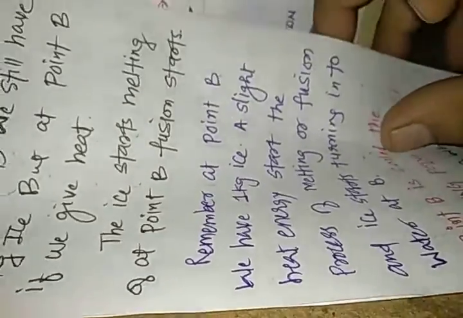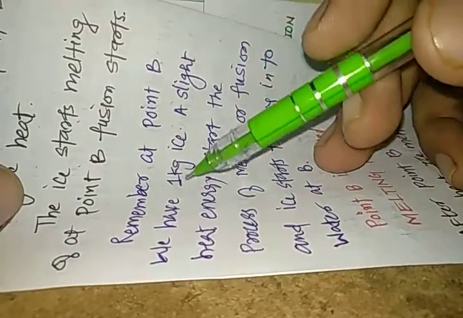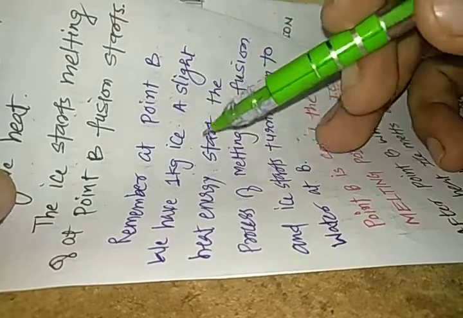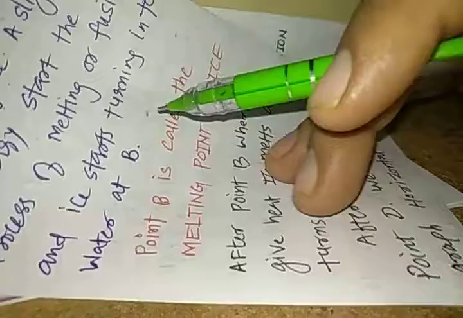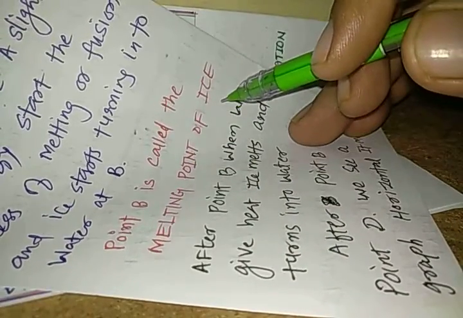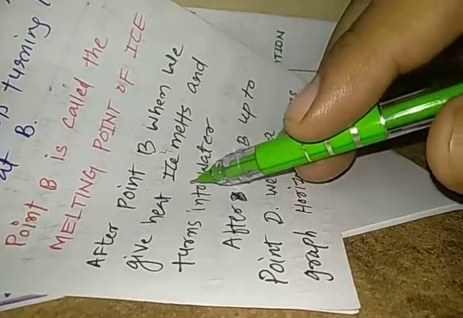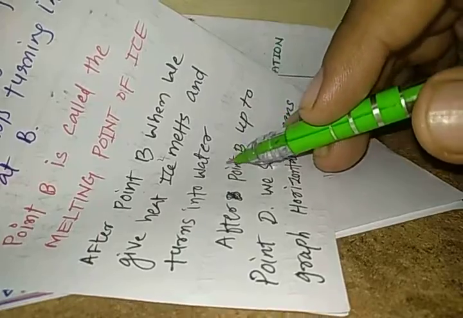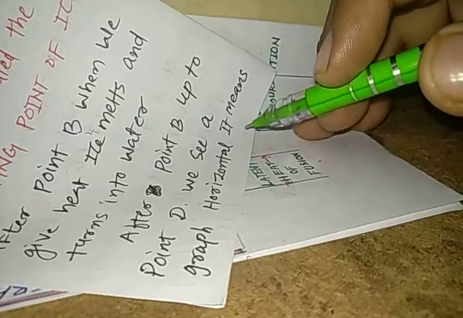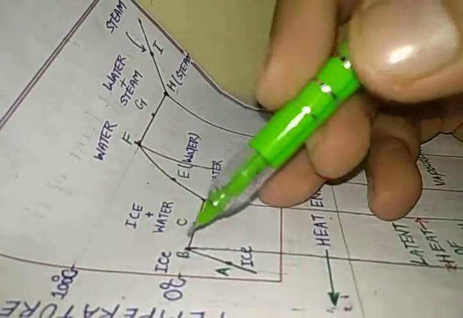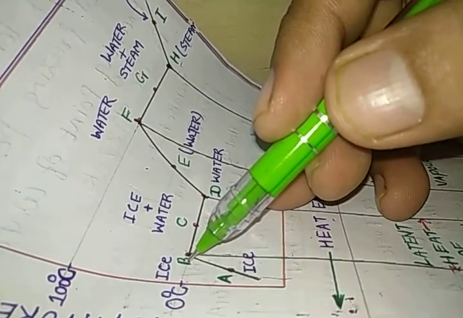Let us read further. Remember, at point B, we have 1 kg ice. A slight heat energy starts the process of melting or fusion, and ice starts turning into water at B. Point B is called the melting point of ice. Please remember, after point B, when we give heat, ice melts and turns into water. After point B up to point D, we see a graph horizontal. You can see here, right? This point B is known as the melting point of ice.